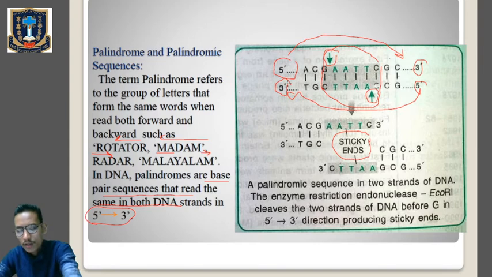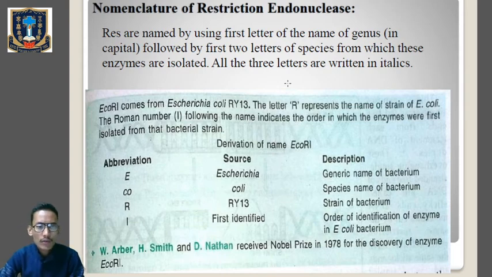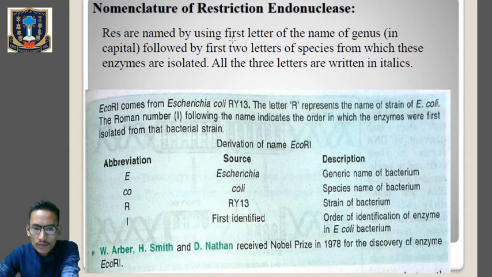Okay, so let's see now how this enzyme will come into action. First of all, let's see the nomenclature, the naming of restriction endonuclease. Restriction endonucleases are named by using the first letter of the name of the genus. So whenever we name a restriction endonuclease enzyme, the first letter comes from the genus and it is written in capital. Then it is followed by the first 2 letters of the species.